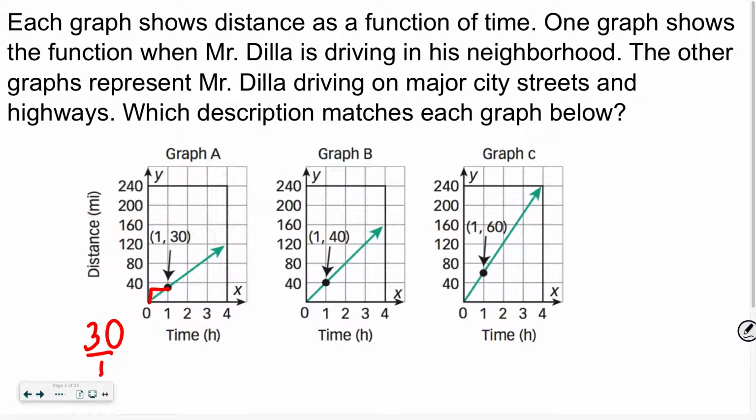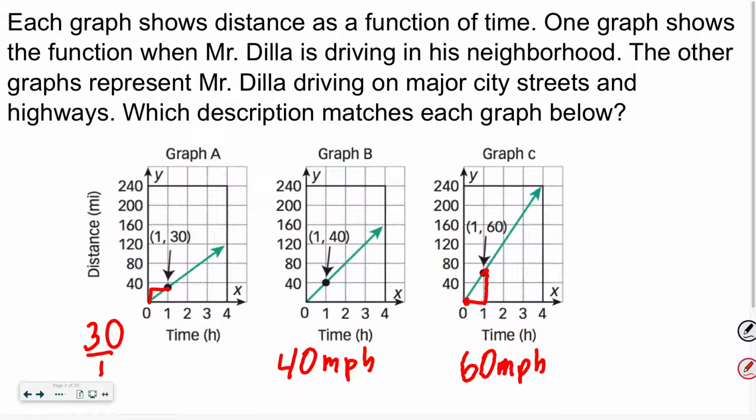So let's take a look at graph B. Can we find the slope of that graph? What is it? 40 over 1. So how can we say that in context? 40 miles per hour. And what about graph C? 60. Yeah, 60 miles per hour. We know that the slope, he went over 1 and up 60, from this point, 0, 0, to this point.